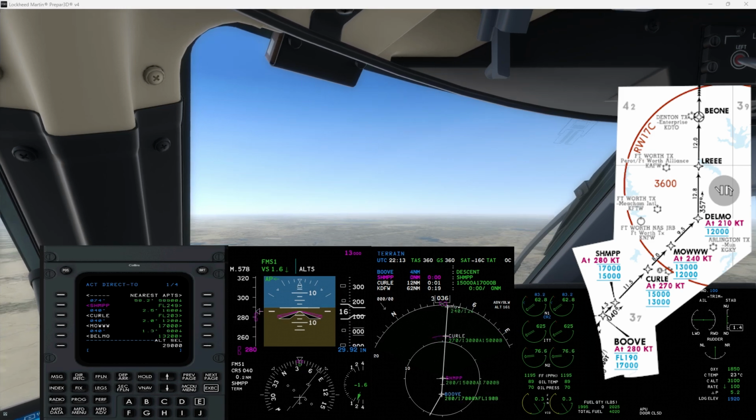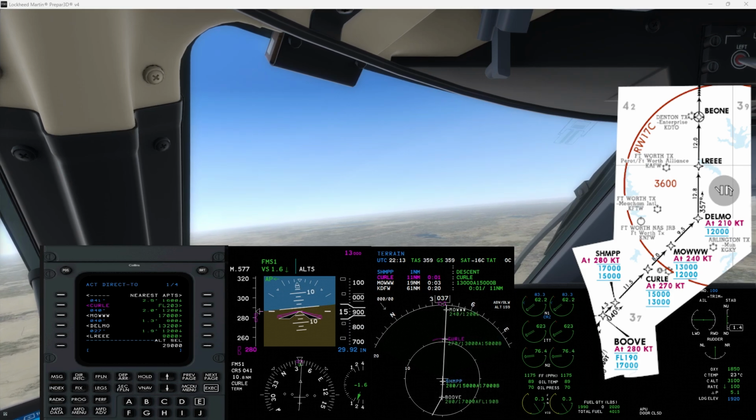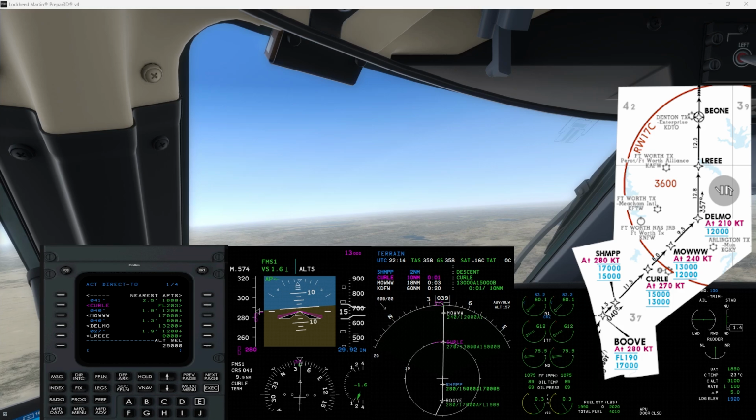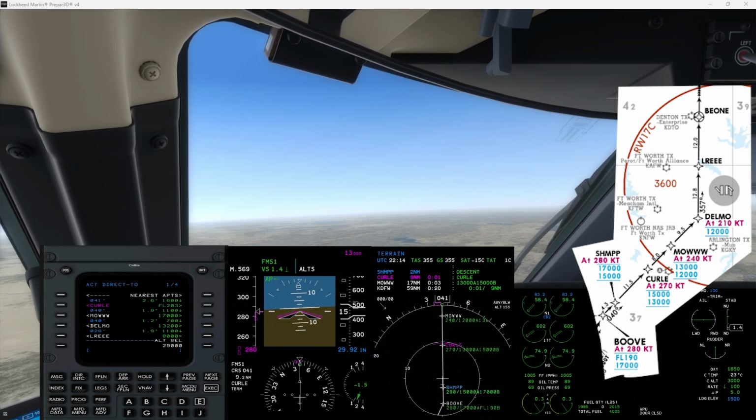So here now, once I know that I am able to make it to 15,000 feet no problem without busting the SHIMP's altitude limit, I have rotated the altitude selector to a lower altitude for CURL, 13,000 feet. Now range to altitude shows that I will be basically at 13,000 feet just behind CURL. Now this is still good. So I'm going to keep it here.